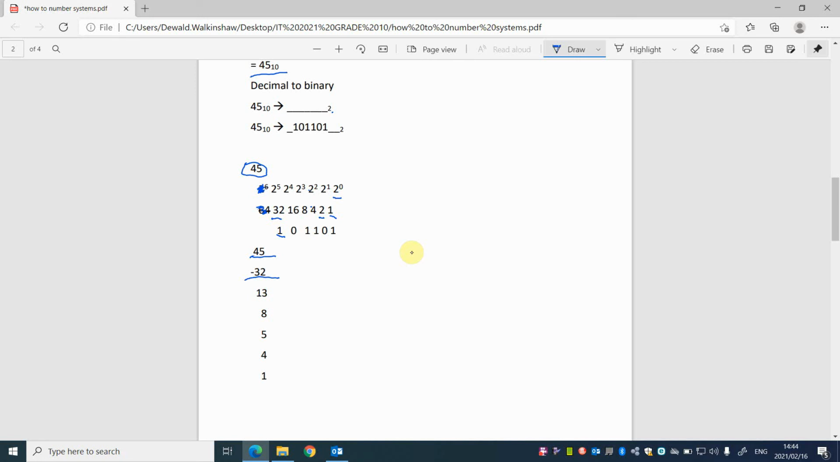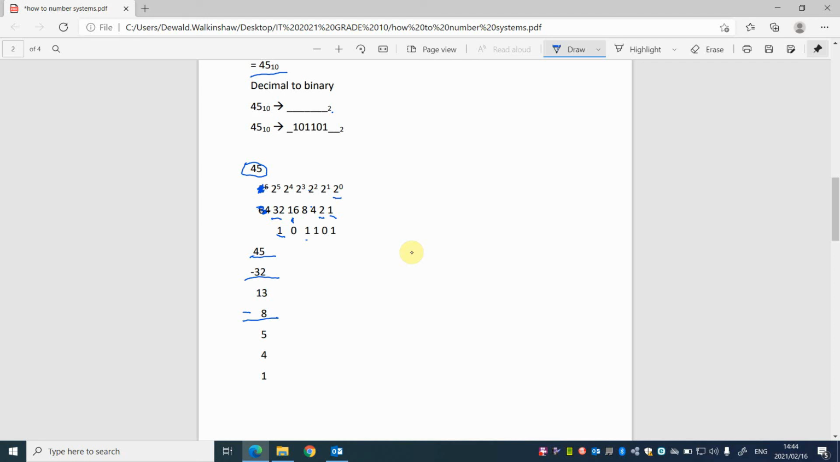Then you're going to go to the second one here, which is 16. And you're going to ask yourself, how many times does 16 go into 13? It doesn't go into it once, so I'm going to write a 0. Then we're going to look at the next one, which is 8. So how many times can 8 go into 13? It can go into 13 one time. So I'm going to say 1 times 8 equals 8. So I'm going to take my 13 and subtract 8. That will give me the answer of 5.